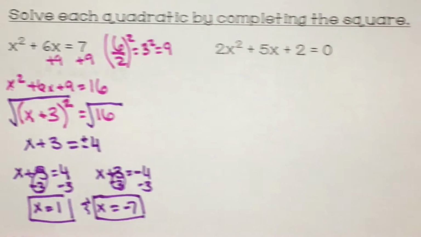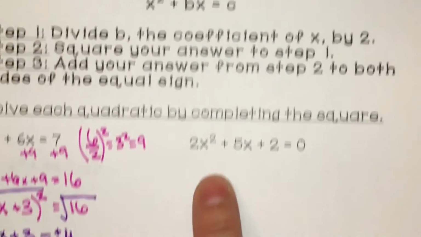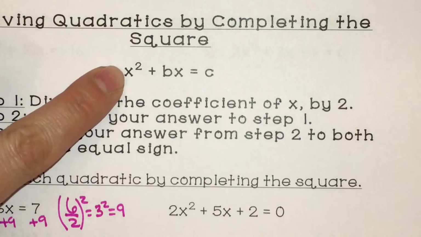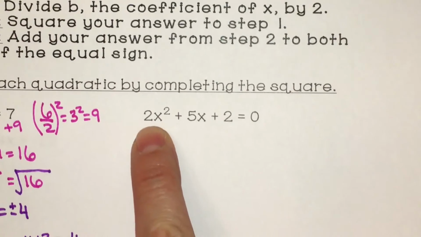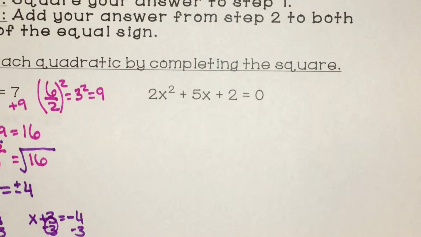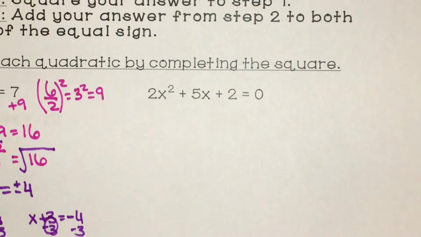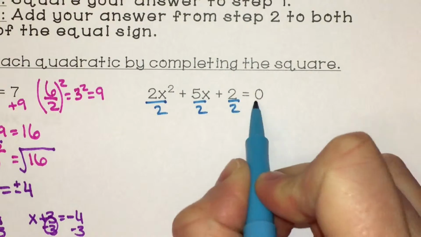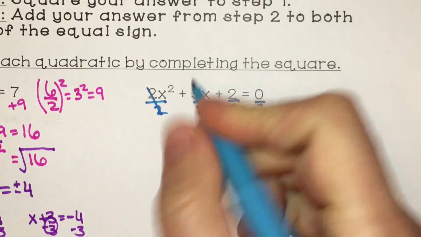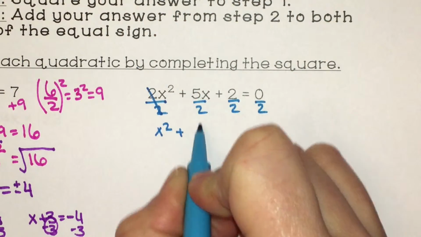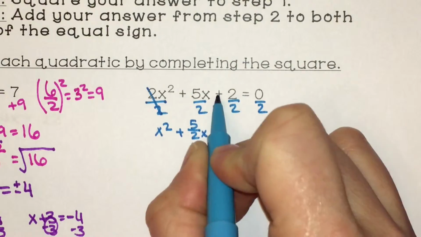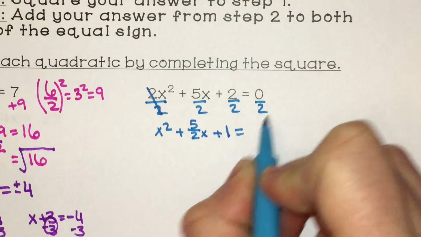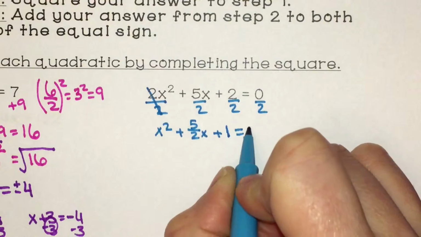I'm going to do one that's a little more complex. This one isn't in the nice, pretty, just x squared form. I have that number that's multiplied by x squared. First thing I have to do is get rid of that. Well, it's multiplied by x squared, so the opposite is to divide. So I'm going to divide everything on both sides by 2. 2 divided by 2 is 1, so I have x squared plus 5 halves x plus 2 divided by 2 is 1 equals 0 divided by 2 is 0.